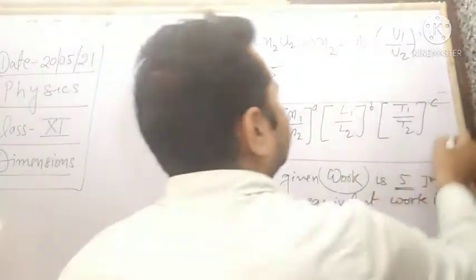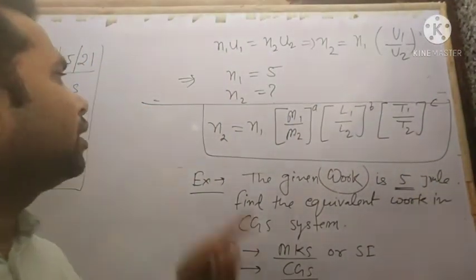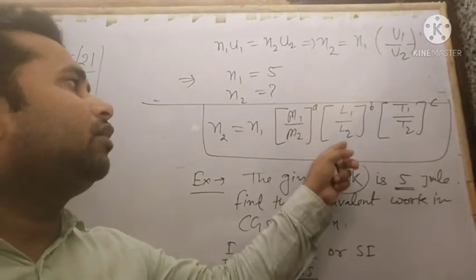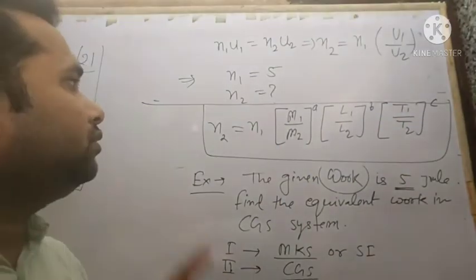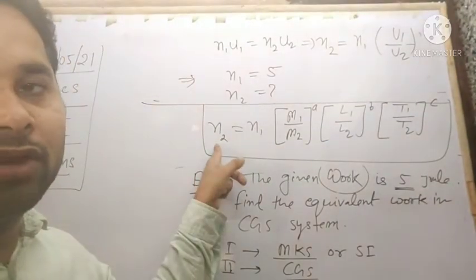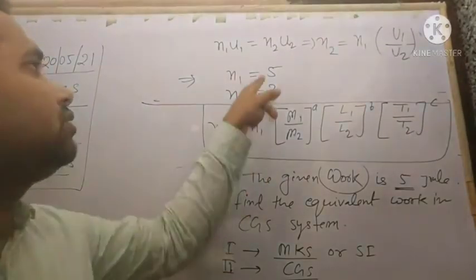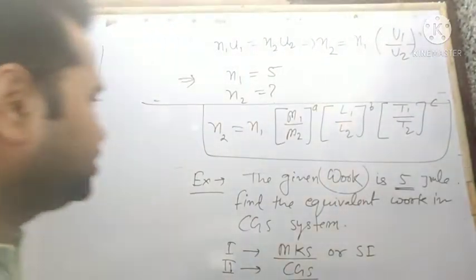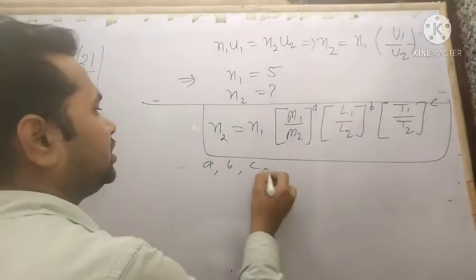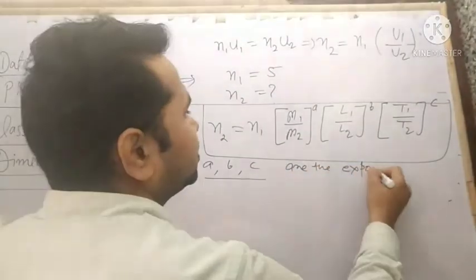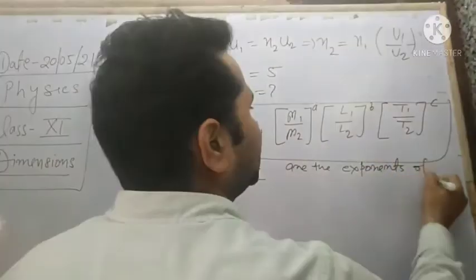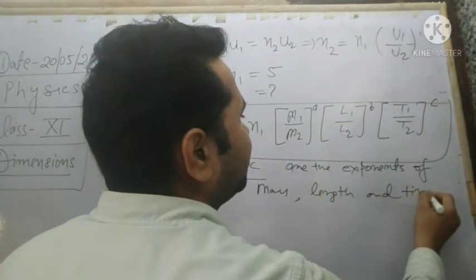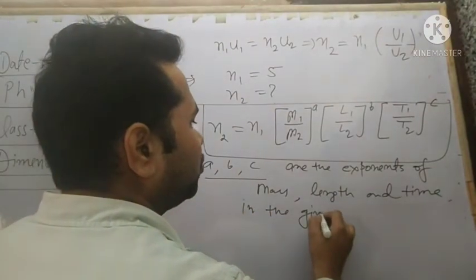So now this is our formula. इस फॉर्मूले का यूज करके अब इस क्वेश्चन को हम सॉल्व करेंगे. फॉर्मूला नोट करें, n2 equals n1 (m1 by m2) to the power a, (l1 by l2) to the power b, and (t1 by t2) to the power c. Where n2, we have to find the numerical value of the given quantity in second system. n1 is given here, that is 5, the numerical value of the given quantity in first system. abc are the exponents of MLT, mass, length and time in the given quantity.